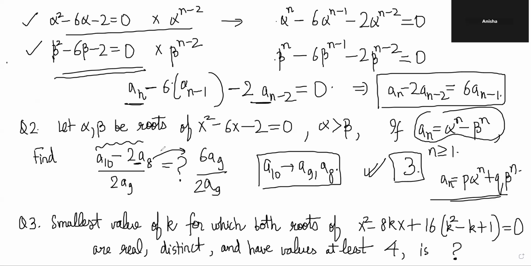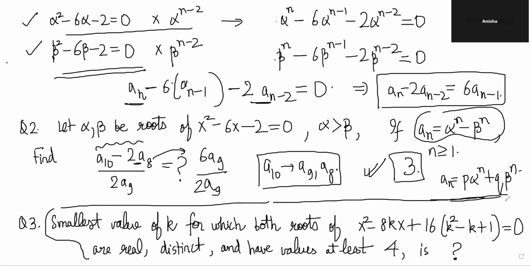Okay. The third one is doable. You should do it yourself. I think you will get the answer. There is no issue here. The roots are at least 4, so both the roots are greater than or equal to 4. So it's a question on location of the roots. Roots are real and distinct, so discriminant is greater than 0. You can try it out.